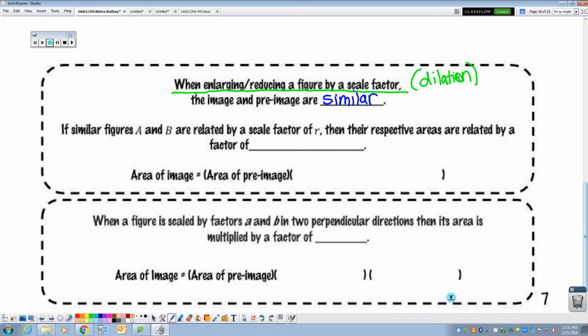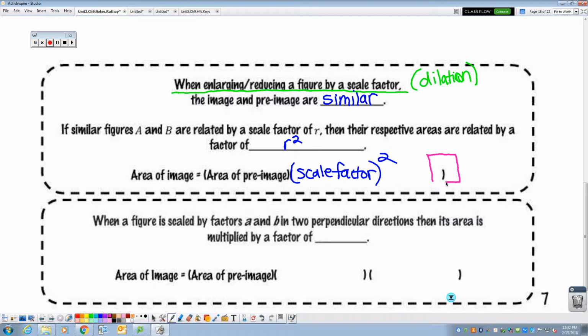Next, if similar figures A and B are related by a scale factor of R, then their respective areas are related by a factor of R squared. So the scale factor is R, the areas are R squared. And to sum up that rule, to get the area of an image, we take the area of the pre-image times the scale factor squared. And you saw this on the inside of the foldable, but just to kind of recap why that works.